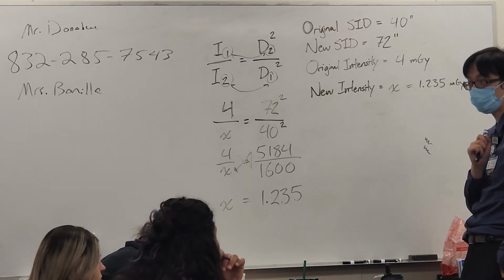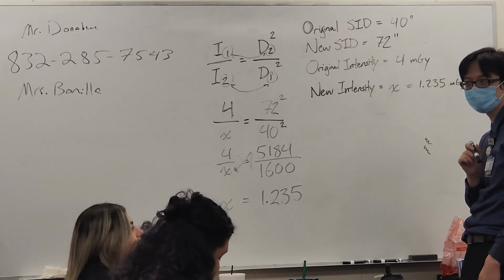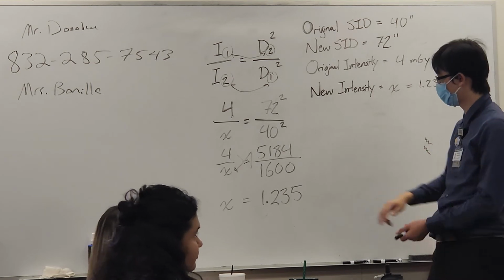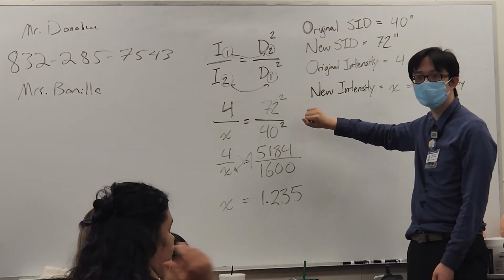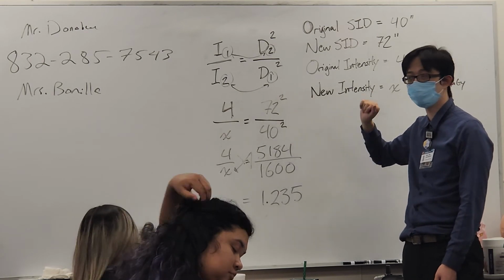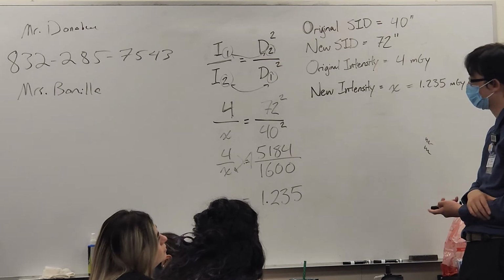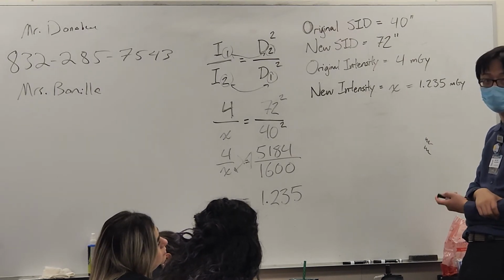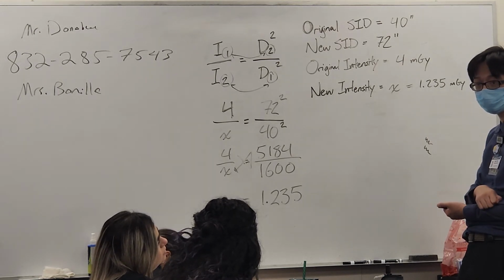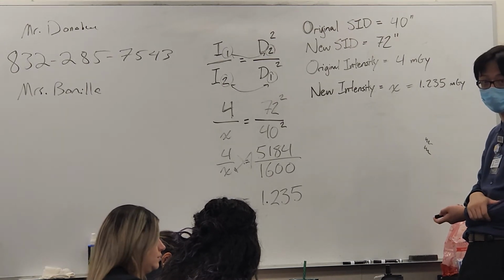If it's going the wrong way, what likely happened? You just did it wrong. Mathematical error. Correct, you got a flip-flop. These two are probably flip-flopped if you're going in the wrong direction. Does that make sense? All right. So, any other questions about inverse square law? Now, do we all understand why inverse square law is a thing?